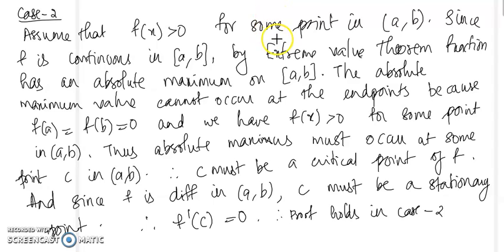So we have shown that if f is continuous in closed interval AB and differentiable in open interval AB, provided you have f of a equal to f of b equal to 0, then there will be a C belonging to AB such that f dash of C is equal to 0.